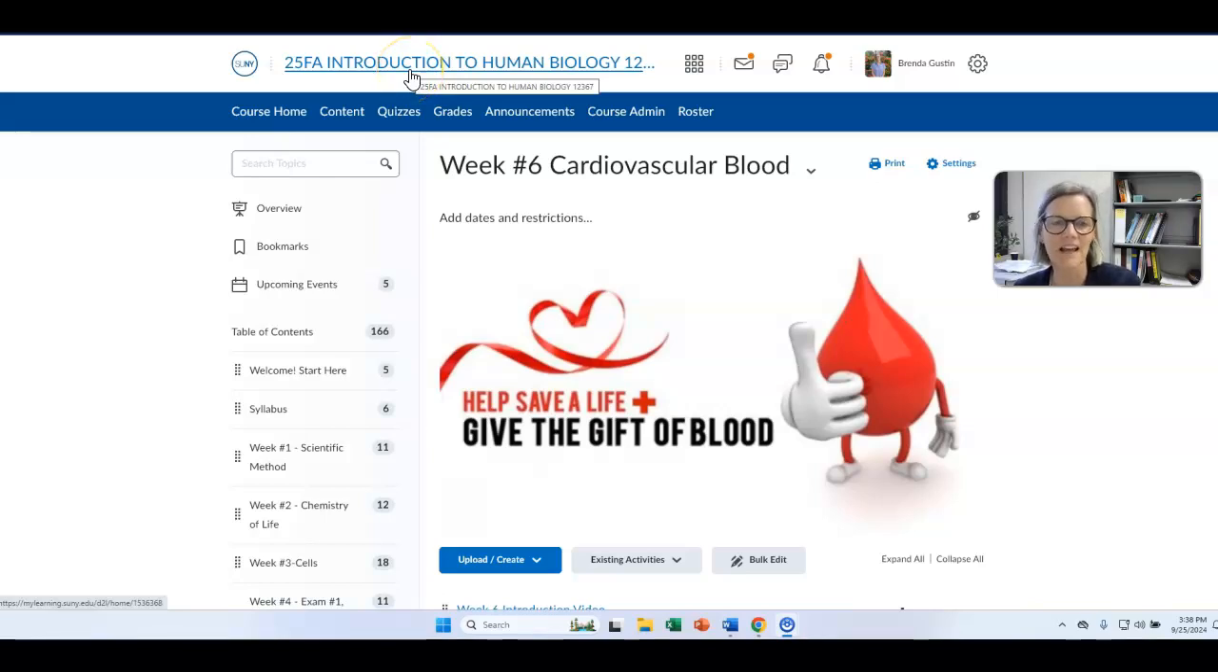I'm Professor Gustin and we're in human biology, and this week we're going to be doing cardiovascular, specifically blood. And before I go into that, I just wanted to make a couple comments about the exam we took in week 4. I got the results week 5, so I haven't had a chance to talk to you about that yet. If you look at the distribution of the grades, you would see that the most common grade in the class was an A, and the second most common grade in the class was an F.